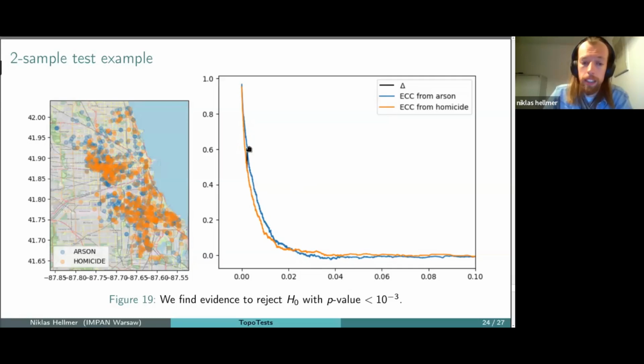But yeah, here you see the example of the location of arson and homicide cases in Chicago. And that's quite a big supremum norm, a supremum distance, quite a big test statistic. In fact, under the simulation of the distribution of the test statistic under the null hypothesis, we've never seen such a big test statistic. So we have strong evidence to reject the hypothesis that location of arson and homicide cases follow the same distribution.